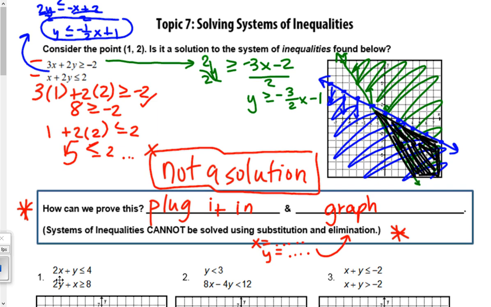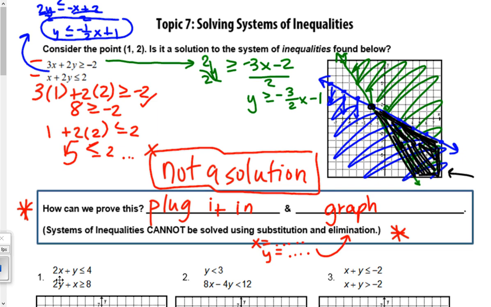So if a point is outside of this region, that means it's not a solution, okay? So we're used to looking at a graph and thinking the only point that's important is the intersection. And while that is a solution in this case, that's not the only solution. Anything in this region is good to go.